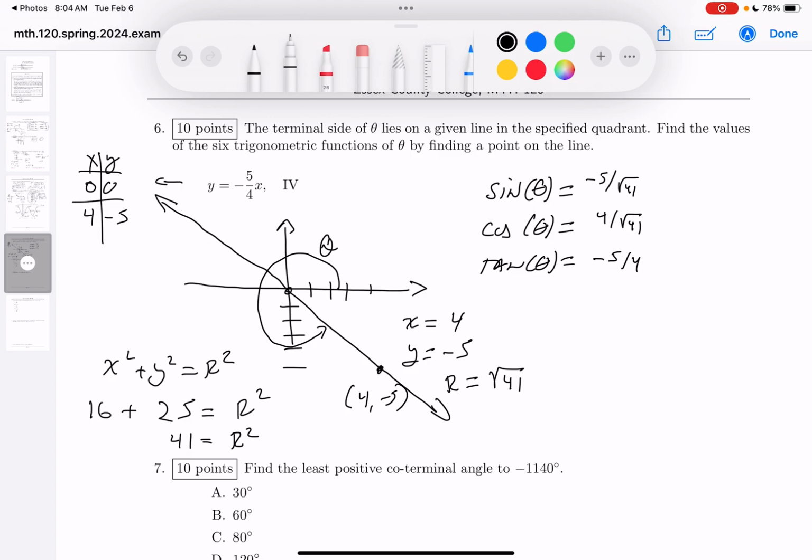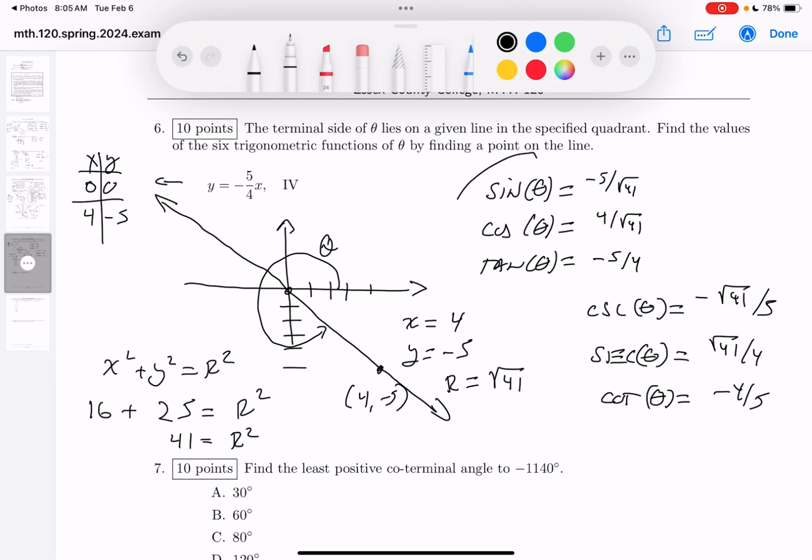I'm going to write down the reciprocals. The cosecant of theta is going to be minus root 41 over 5. The secant of theta is going to be equal to root 41 over 4. And the cotangent of theta is going to be -4/5. I'm going to put a little box in this over here to indicate that's done.